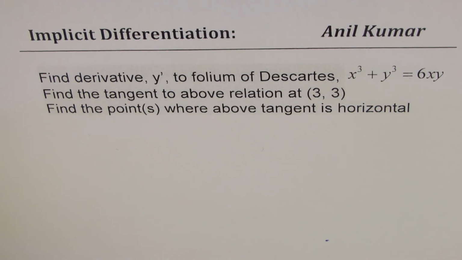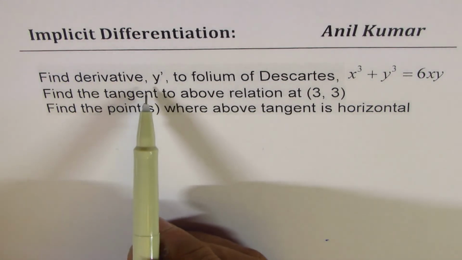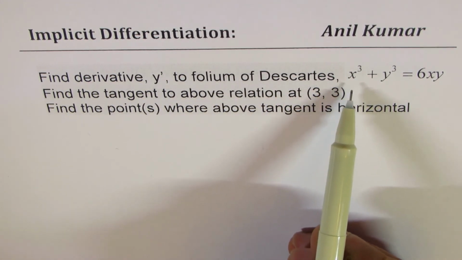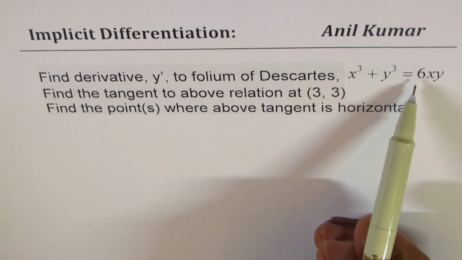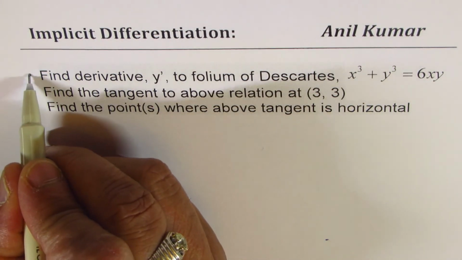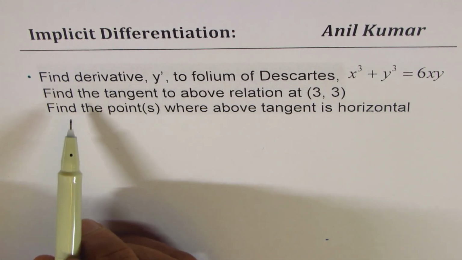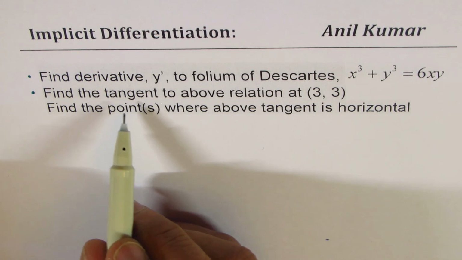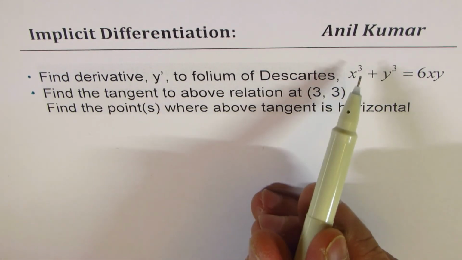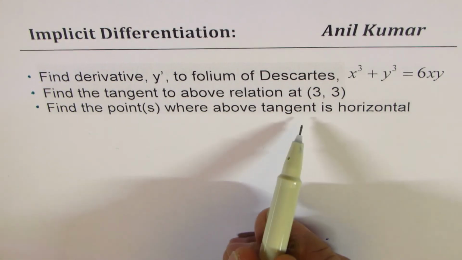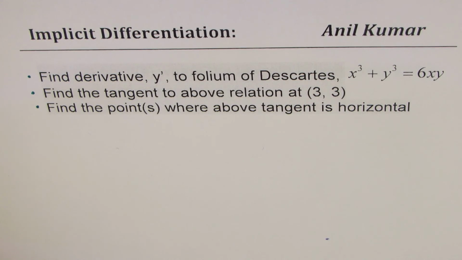Now here is a challenge question for you. We need to find the derivative y dash of the Folium of Descartes' equation, which is x cubed plus y cubed equals 6xy. As I've given you a background on this history, this is where implicit differentiation started, right? We'll also find the equation of the tangent to the above relation at (3, 3), and we'll find the points where the above tangent is horizontal. So I might run into 2 pages doing the solution of this equation.